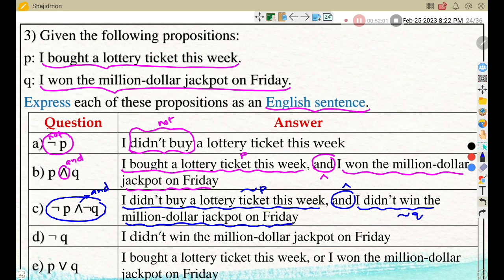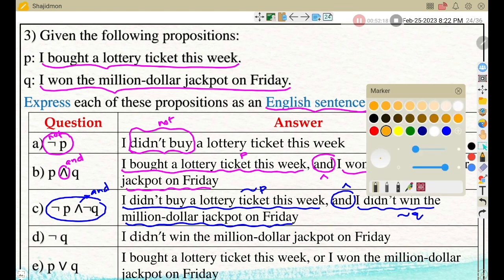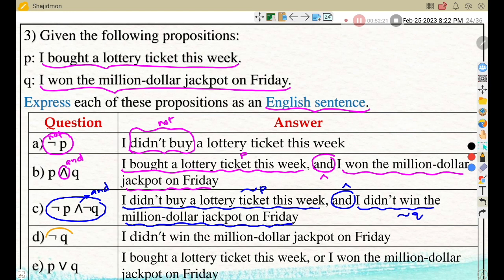So whatever you understood, you can write in a simple way. P opposite, add not, correct? Then and, that logical connective. Then negation Q, Q using not. Okay, now we will go to the next one, negation of Q. Negation of Q, using not: I didn't win the $1 million jackpot on Friday, negation Q.